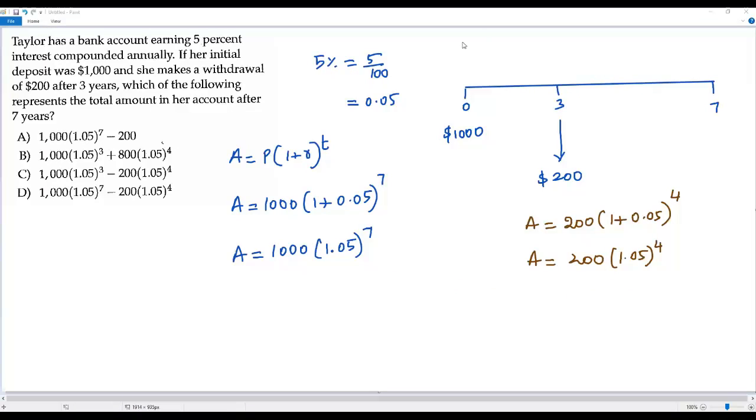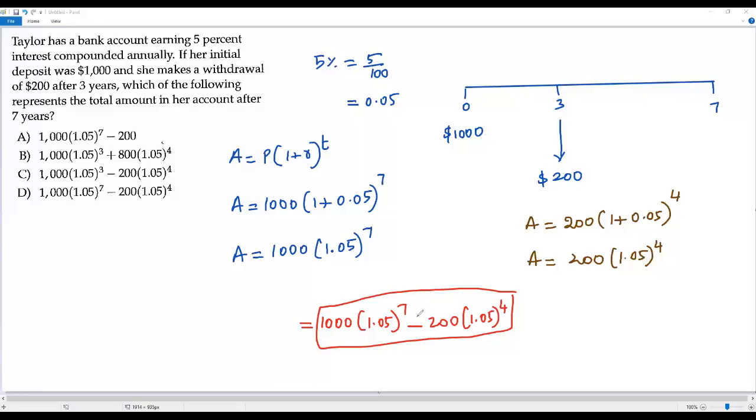So finally, we have 1,000 times 1.05 to the 7th power minus 200 times 1.05 to the 4th power. This is the total amount that Taylor will have in her account after 7 years. So the correct answer choice for this question is option D.